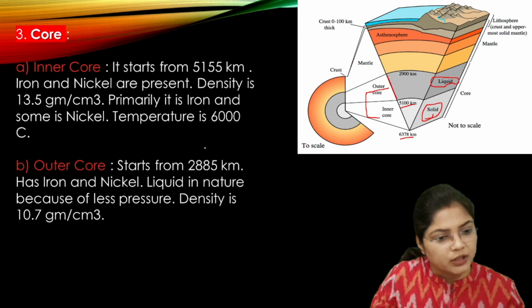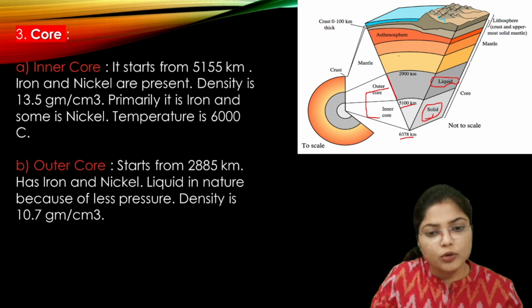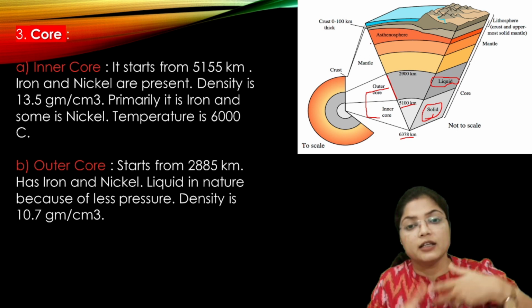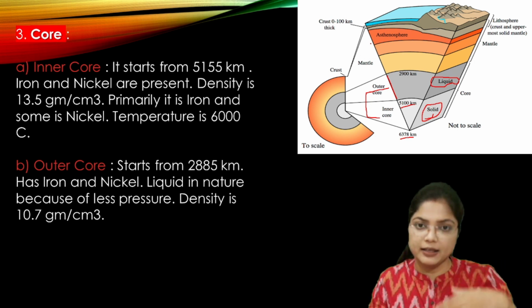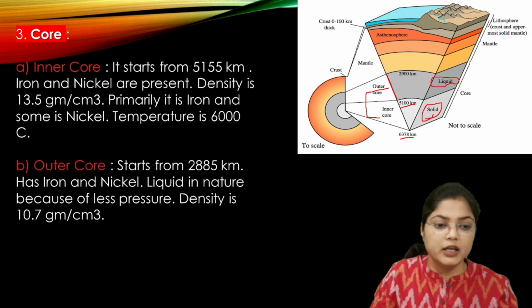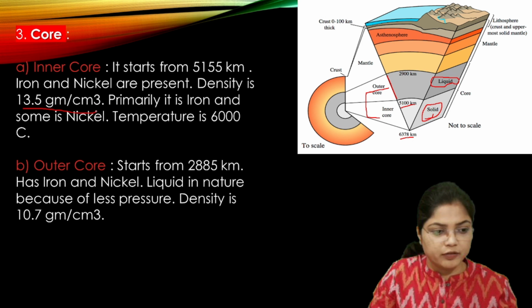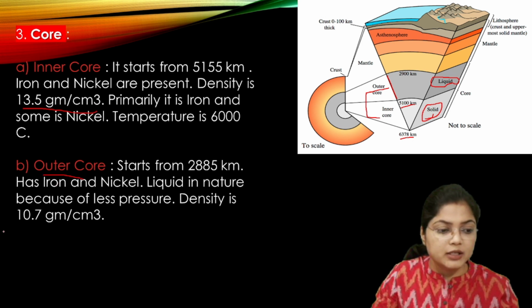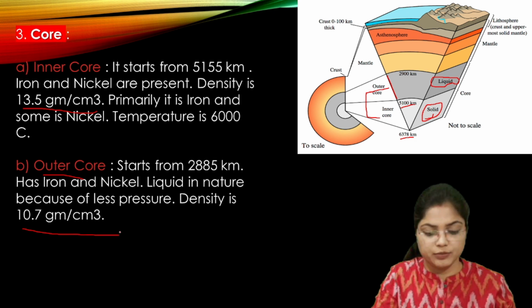One more thing over here. I have told you earlier only as we move down, the density, temperature as well as pressure all increase with increase in the depth. That's why the density of the inner core is maximum. It's 13.5 gram per centimeter cube, while the density of outer core is 10.7 gram per centimeter cube.